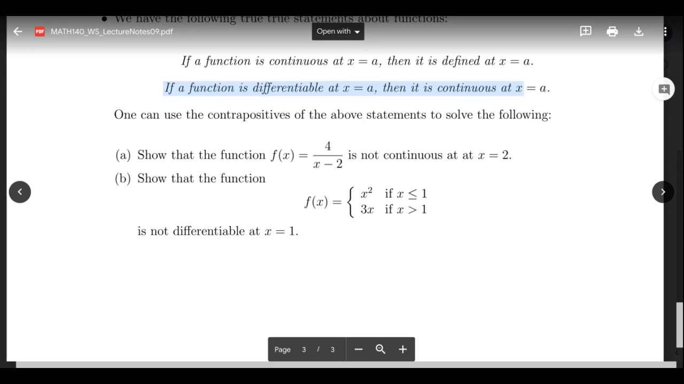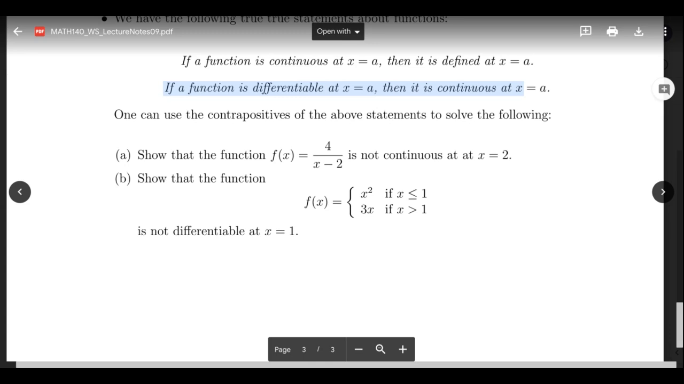So we see the left limit and right limit do not agree. The right limit is 3 at 1. The left limit equals 1 at 1. So the limit does not exist when x approaches 1 for this function. And of course, we know by fact, if the limit of the function does not exist, it cannot be continuous. Then by the contrapositive of the second statement, it's not differentiable at x equals 1.